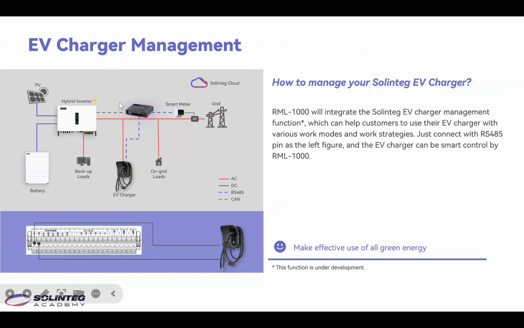Okay, and of course, the data logger can also manage another of our new products, the EV charger. The data logger connects to the EV charger through RS-485, with the wiring like this. So in this way, it can use different strategies and work modes to remotely control the EV charger.